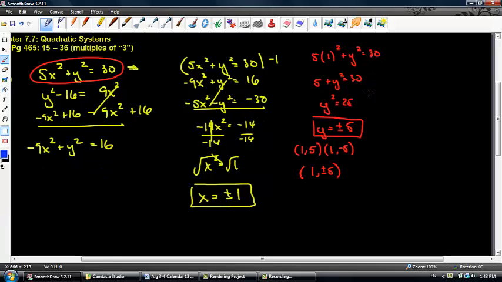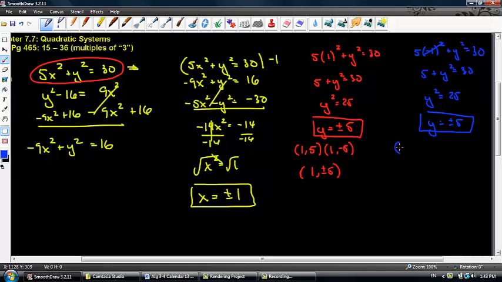Let's change colors for the next example. If I plug in negative 1, I get 5 times negative 1 squared plus y squared equals 30. Well, this is positive 1, so I still get 5 plus y squared equals 30. Y squared still equals 25, and y still equals plus or minus 5. Even though you got the same value for y, it's still a different answer, because you plugged negative 1 in to get your positive 5, and you plugged negative 1 in to get your negative 5. So the collective answer could be seen as negative 1 comma plus or minus 5.